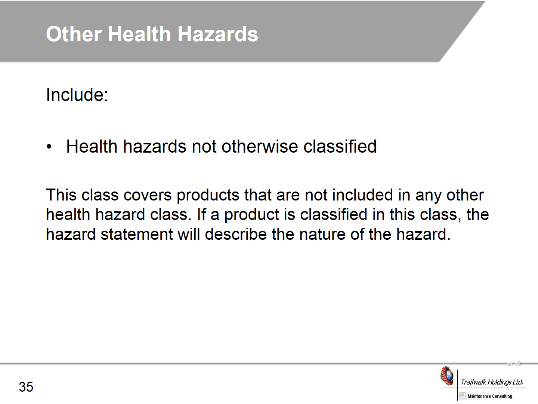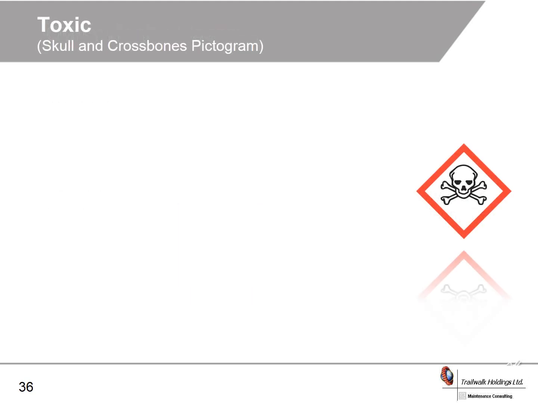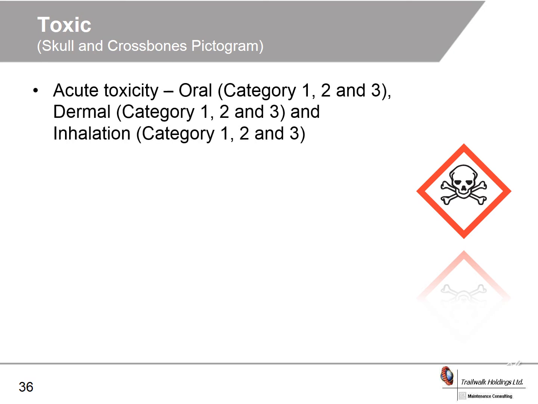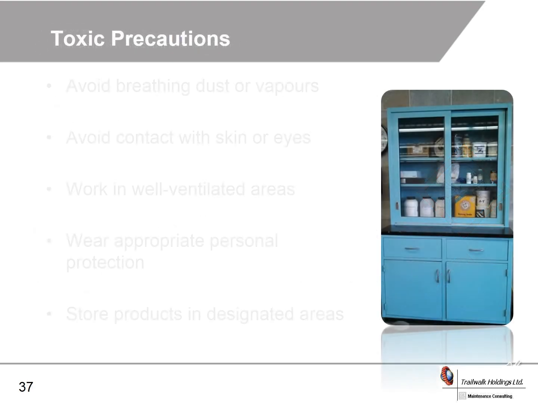If a product is classified in this class, the hazard statement will describe the nature of the hazard. The toxic symbol, skull and crossbones, identifies acute toxic oral category 1, 2, and 3, dermal category 1, 2, and 3, and inhalation category 1, 2, and 3. Acute toxicity refers to effects occurring following skin contact or ingestion exposure to a single dose, or multiple doses given over 24 hours, or an inhalation exposure of 4 hours.